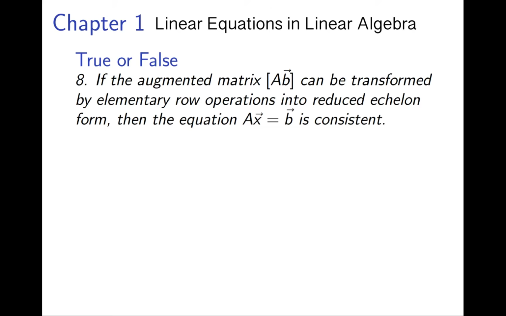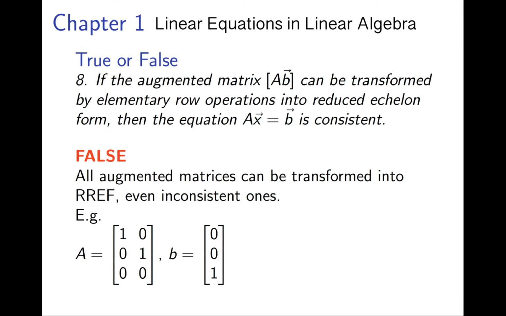Number 8. If the augmented matrix [A B] can be transformed by elementary row operations into reduced echelon form, then the equation AX equals B is consistent. Well, that's false, because every augmented matrix can be transformed into reduced row echelon form, even inconsistent ones. For example, if A is the matrix 1, 0, 0, 0, 1, 0, and B is the vector 0, 0, 1, you could check when you make an augmented matrix, it's in reduced row echelon form, and this definitely is an inconsistent equation.